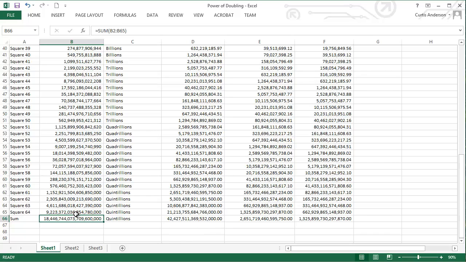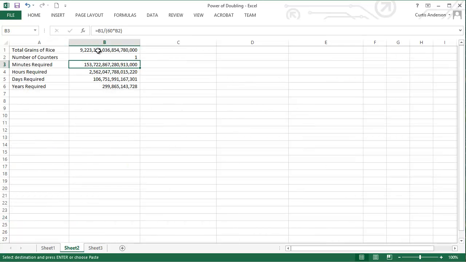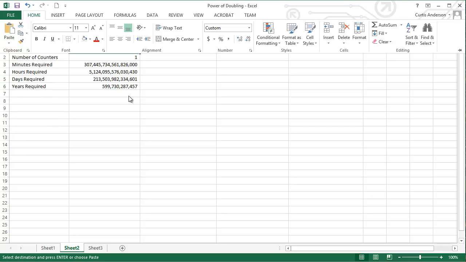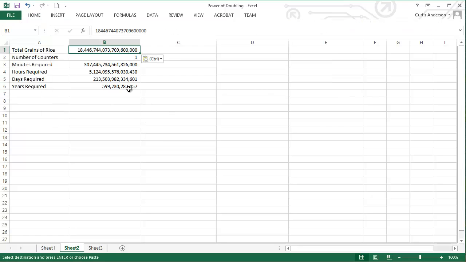So let's make this number come alive for us a little more. This is a huge number. So this is the total number. Let's take that number, and I've got this other sheet here, and I'm going to plug that number in here. Just the value, just that number. So that's the total amount of rice, all of it. Huge number.